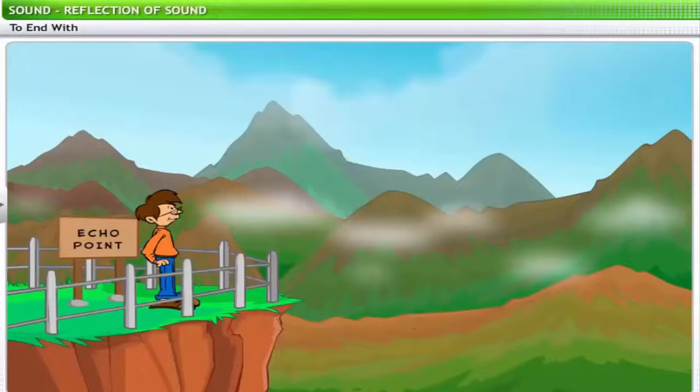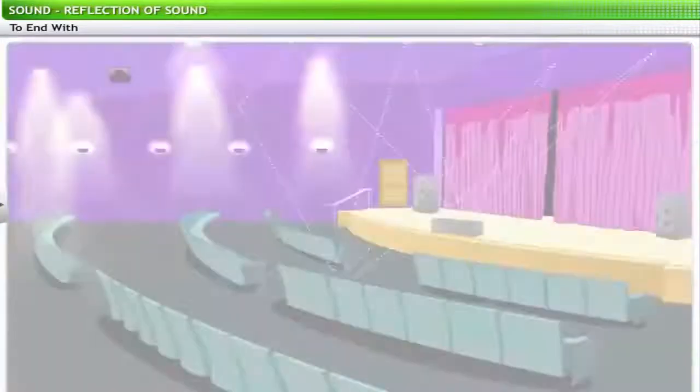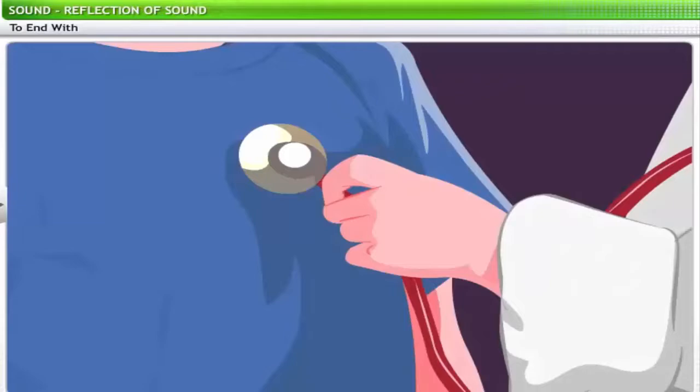This brings you to the end of this lesson on reflection of sound. In this lesson, you learned how reflection of sound results in echoes and reverberation. You also learned about applications of reflection of sound and the working of the human ear.